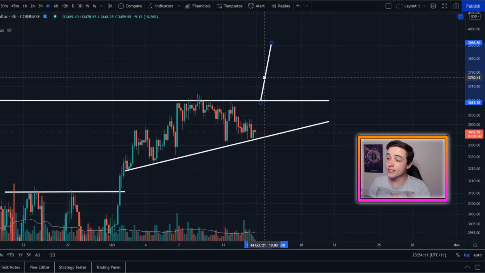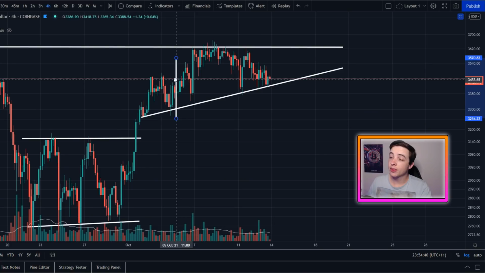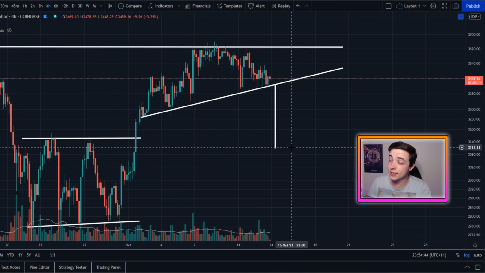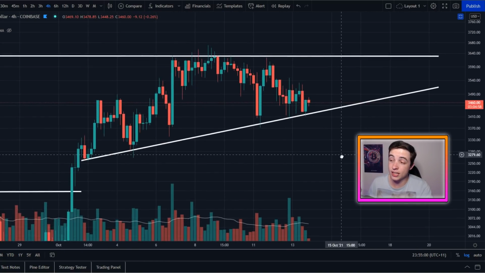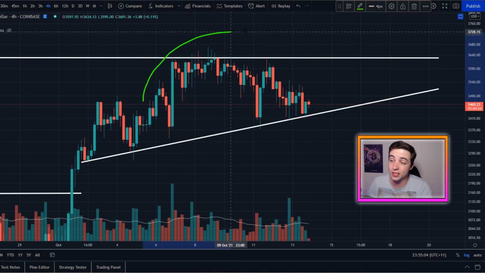And if we break the resistance, then the technical price target is still coming in at just above 3.9k, so pretty close to 4,000 US dollars. And if we break the support, then the technical price target is coming in at around 3.1k, just above 3.1k. And what's interesting about that lower price target is that's actually the brand new price target out of the brand new pattern that is forming in the Ethereum chart.